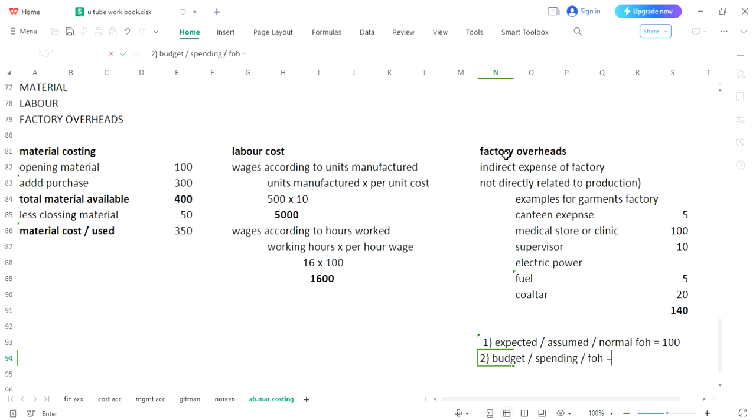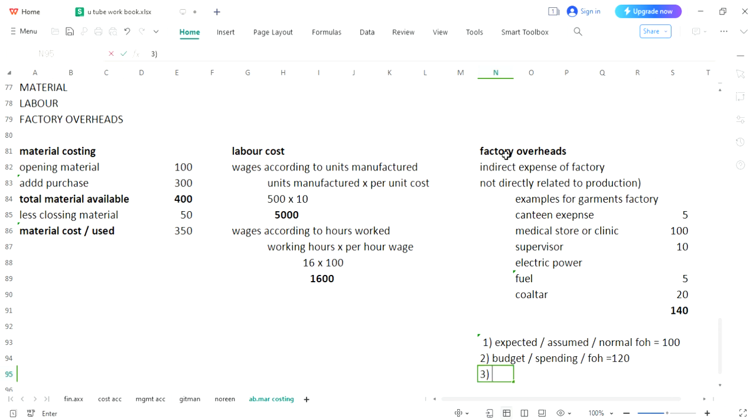Let's say you have arranged an amount. How will you arrange? You have said expected expenditure is 100, and when you go to buy that particular fuel or anything, you must have some additional amount in your pocket. Suppose you have arranged 120 rupees for buying that fuel. It is called budget FH.